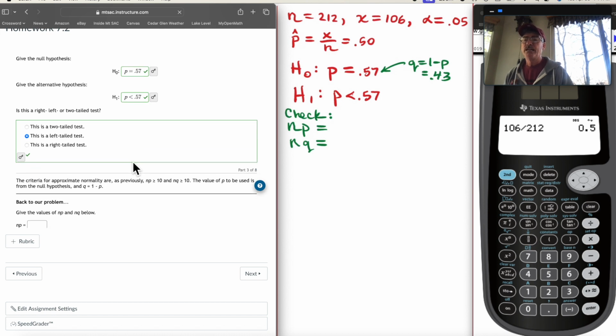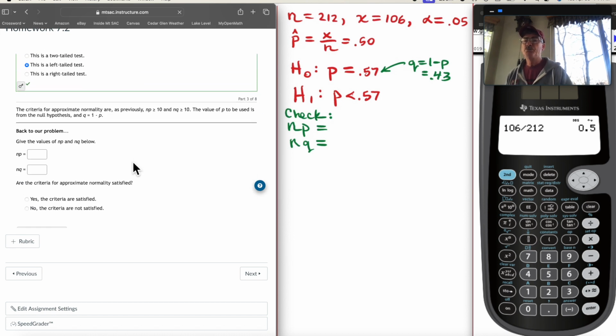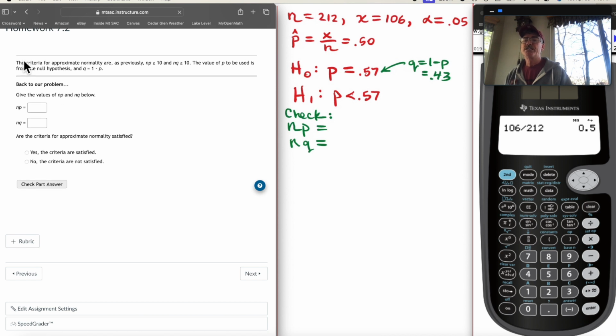Okay. Now, the next thing we would do is the check. So the criteria for approximate normality are, as previously, NP has to be greater than or equal to 10, and NQ has to be greater than or equal to 10. The value of P to be used is from the null hypothesis. So our null hypothesis, we assume that the population proportion is 57%. Q would be the complement, so that was 43%. And so we use those to check NP and NQ.